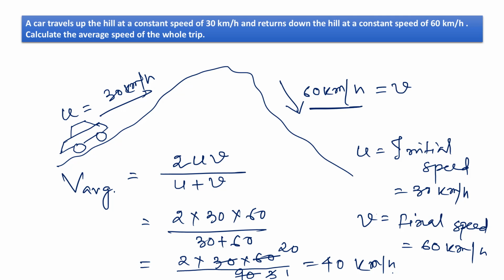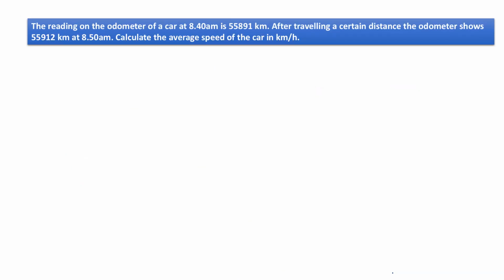whenever there is a question of repeated journey, that is, the distance the car has traveled in going up the hill, the same distance was traveled when it is coming down also. So for the repeated distance travel, this shortcut formula is applicable. Otherwise, it is not applicable. Okay. So now we are just proceeding up.